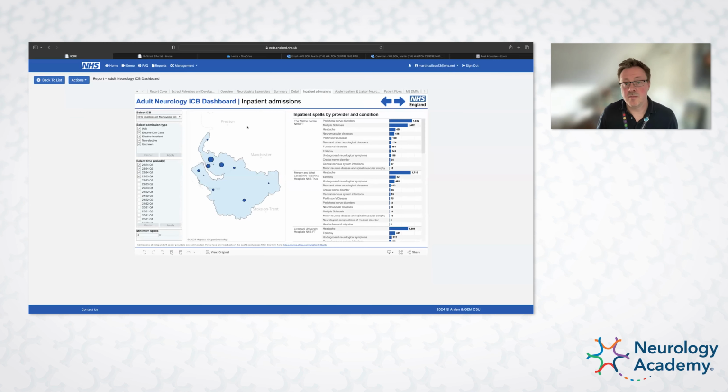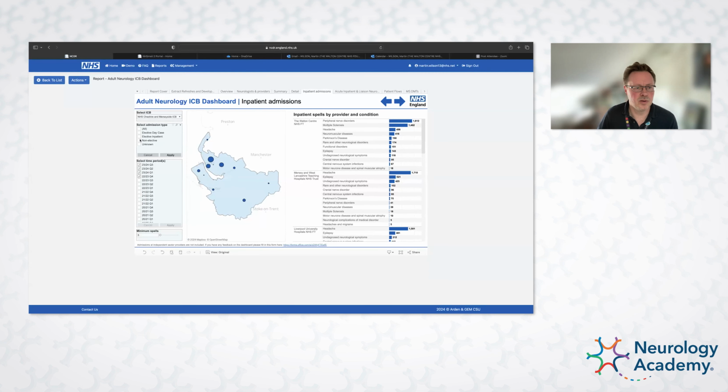So the next tab is about inpatient admissions. So this essentially gives you a list of providers in your patch, and a bit about their size. So the size of the bubble here is proportionate to the number of spells, and you'll note, so the Walton Centre, for example, here looks quite big. So, but this is all activity, all admissions.